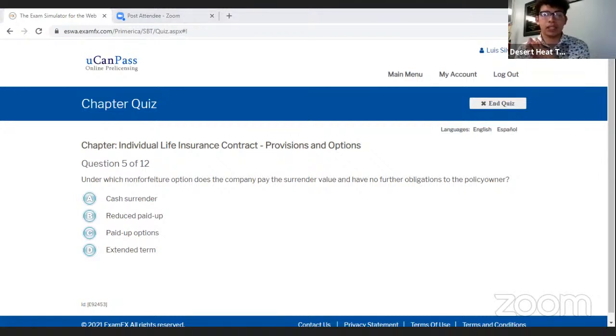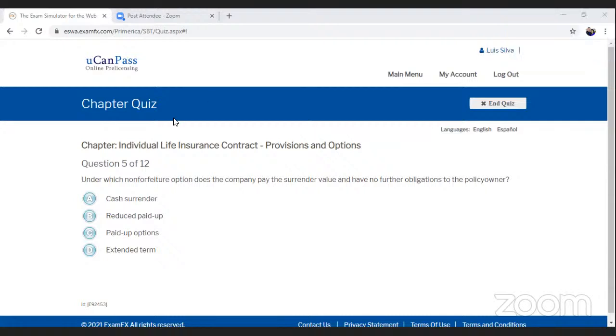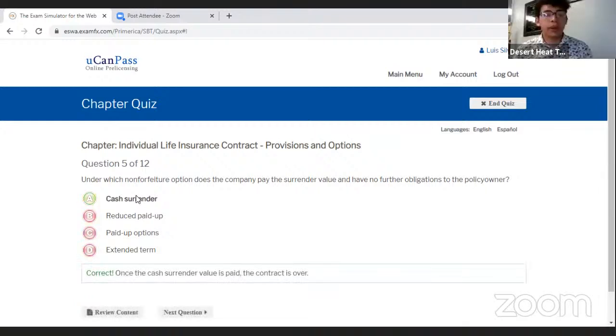Which one do you guys think it is? Is it A? Let's try A. That is correct. Yes. Once the cash value surrender value is paid, the contract is over. It is over. So as soon as you finish paying, that's it. You continue with your insurance and you continue with your savings.